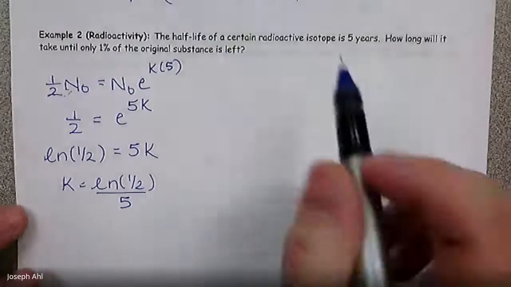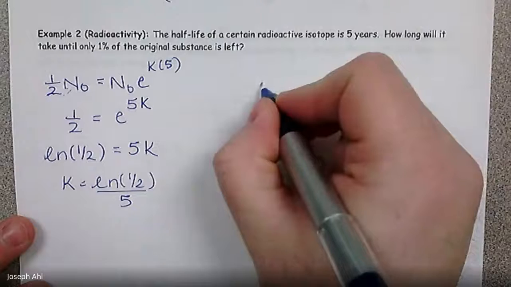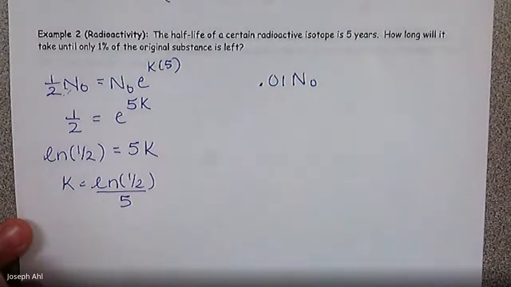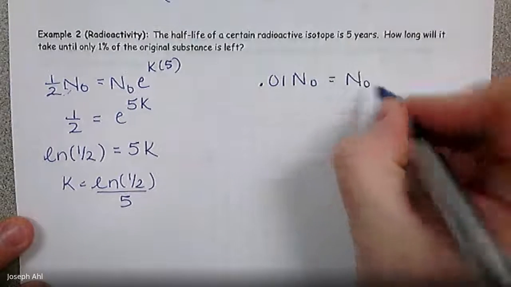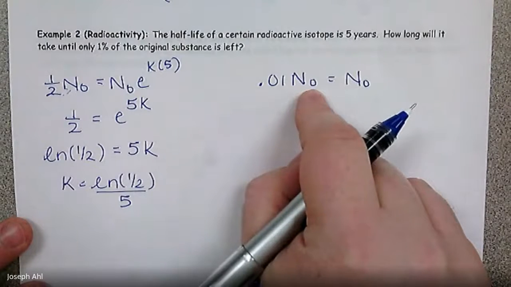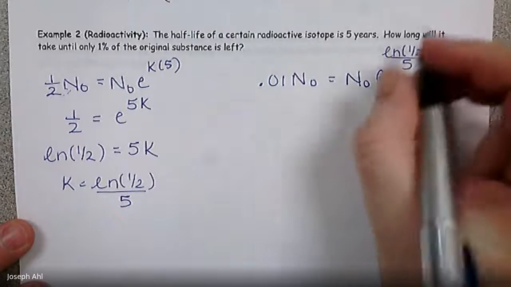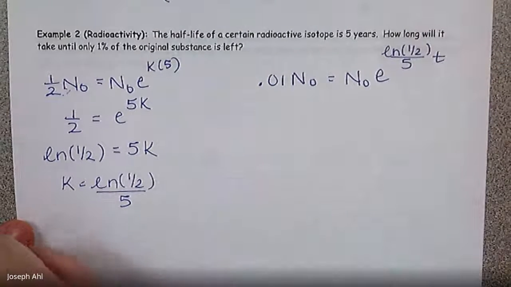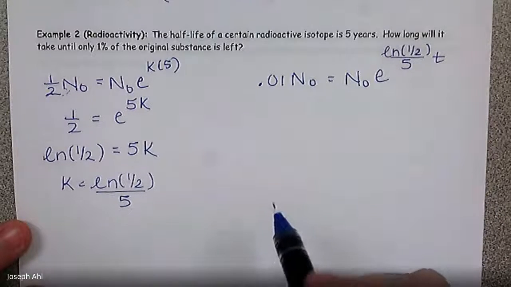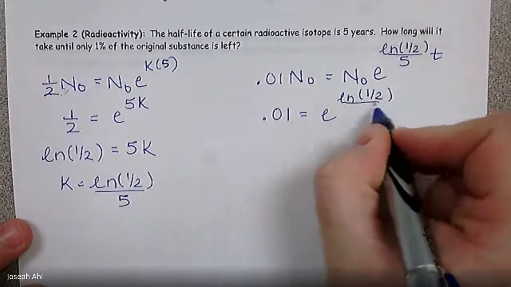So from there, how do I determine how long it will take until only 1% of the original is left? So I want to figure out the time that it takes for the end amount to be 1%, 0.01 of the original here. So on this side, again, it doesn't even matter what the initial is. This side's going to be 1% of the initial. e to the k, ln 1/2 over 5, and then we're solving for time here. It looks like we have too many variables, but again, we're just going to divide the n sub 0 out. Okay, so when I divide both sides by n sub 0, we get 0.01 equals e to the ln of 1/2 over 5 t.